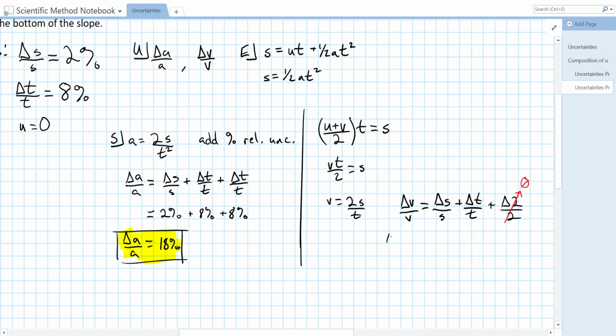Anytime we have an exact number, that has 0 uncertainty. So we can actually just plug in our answers. Delta v over v is equal to the uncertainty in s, 2%, plus the uncertainty in t, 8%, which gives us a total uncertainty, delta v over v, of 10%. So there's a quick little example of how we use equations to figure out compounded uncertainties. Thanks.